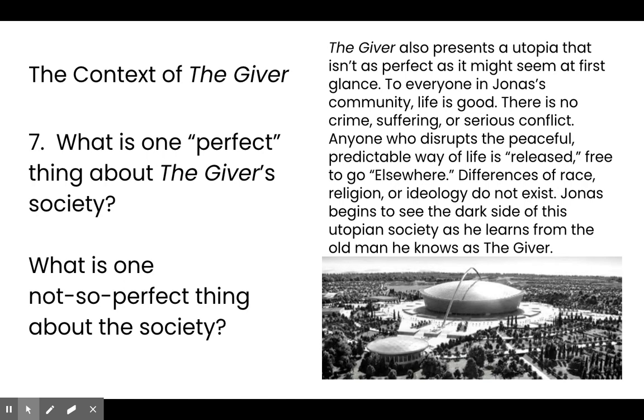To everyone in Jonas's community, life is good. There is no crime, suffering, or serious conflict. Anyone who disrupts this peaceful, predictable way of life is released, free to go elsewhere. Differences of race, religion, and ideology do not exist. Jonas begins to see the dark side of this utopian society as he learns from the old man he knows as the Giver.